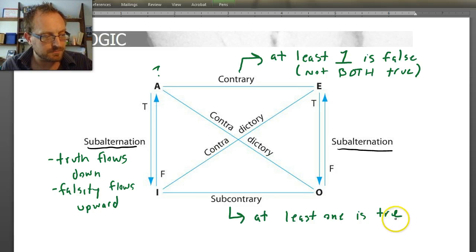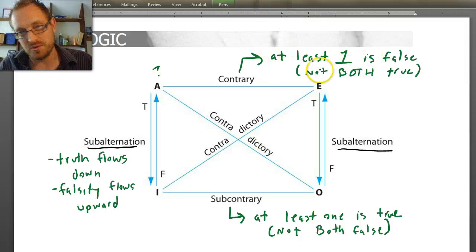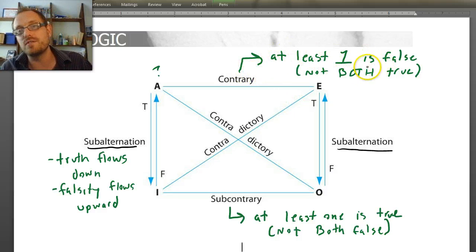Right? But they're not both false, okay? They're not both false. Now, what's interesting here is that they're not both false, but it's possible for them both to be true, okay? But these are the basic rules, and you're really just going to have to commit them to memory. So the contrary means that at least one is false, right?